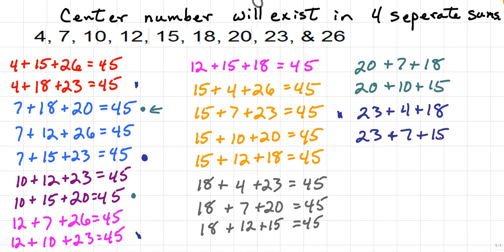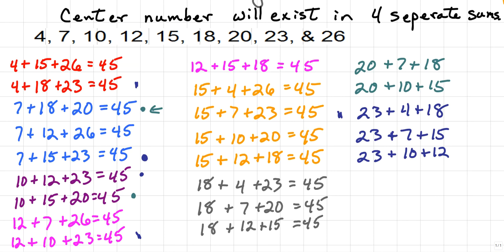And it makes sense that since 15's in this, we're not going to have to rewrite it again when we get to here. This one will be 12 plus 10 plus 23, and this one is 10 plus 12 plus 23. So they're the same, so I only need to write it once. And then do I have any others? It looks like those are the only 3 possibilities.